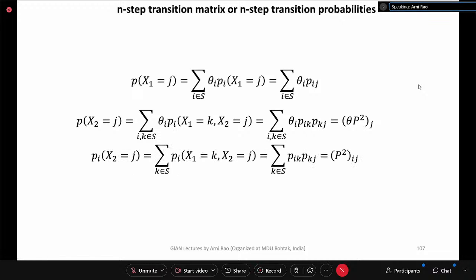Similarly here, when you start from i, we don't need the initial distribution because the initial distribution is already given. We don't need theta i. See here, that's the notation. When there is no theta i, it means the initial distribution is already given. When we don't know where to start, you start from i, so you don't need to multiply that by theta i.